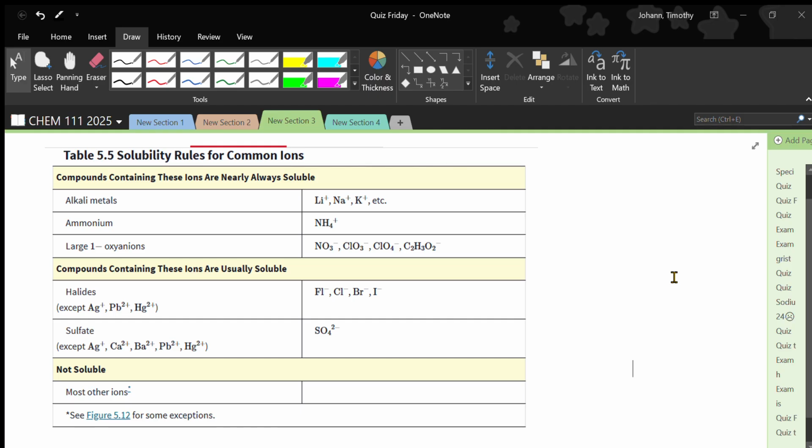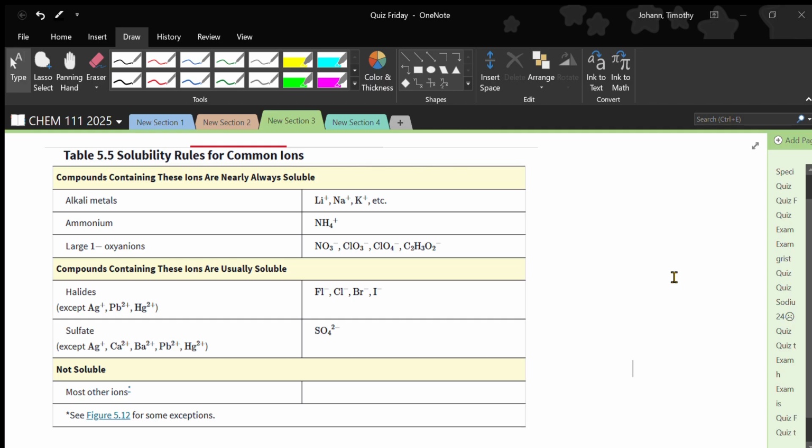Ammonium, remember our ammonium ion? We need to have that memorized. Everything with ammonium is pretty much soluble in water. And then these large oxyanions, so nitrate, okay? This is going to be chlorate, or it might be perchlorate. That might be chlorate, and that's acetate. You can tell they didn't even make me memorize these when I was in college. Or they did, and I just refused to learn. But one way or the other.